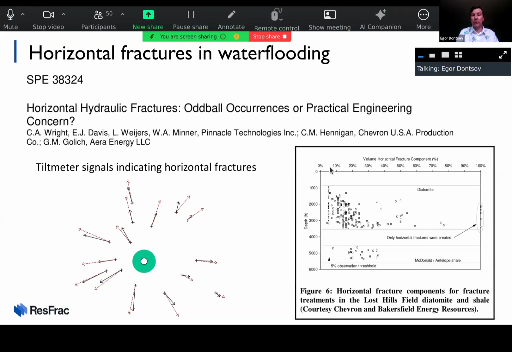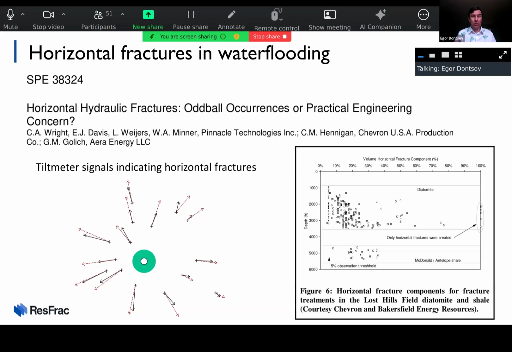I don't know if you can see it, this is the horizontal axis here. In the operations in California, the depth, by the way, was 2,000 to 3,000 feet, so it's not very deep. It's conventional. But sometimes they had 100% horizontal fracture components, and sometimes they had some of it. This is one of the first field observations of horizontal fractures.